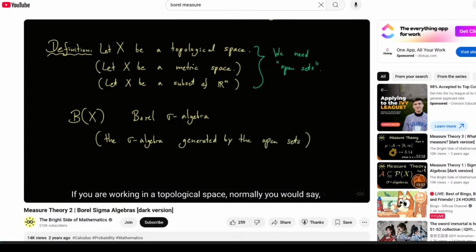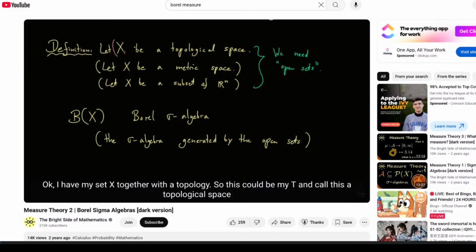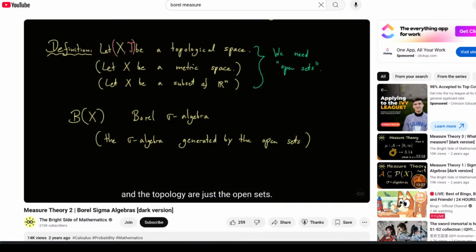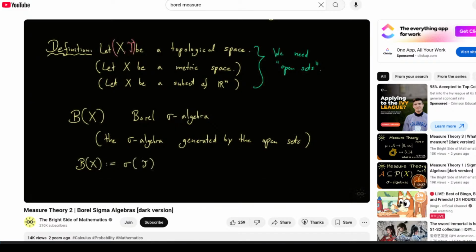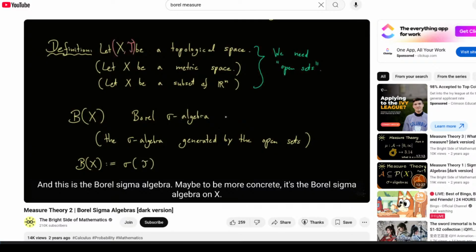If you are working in a topological space, normally you would say, okay, I have my set X together with a topology. So this could be my T, and call this a topological space. And the topology are just the open sets, which means by our definition from above, our Borel sigma algebra is nothing more than sigma of this topology. And this is the Borel sigma algebra. Maybe to be more concrete, it's the Borel sigma algebra on X.